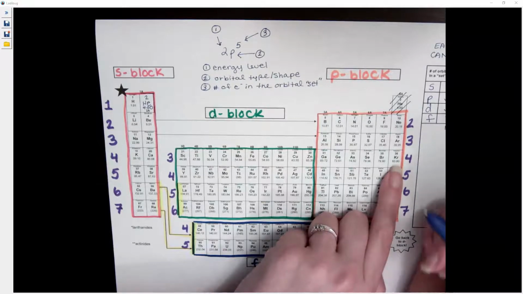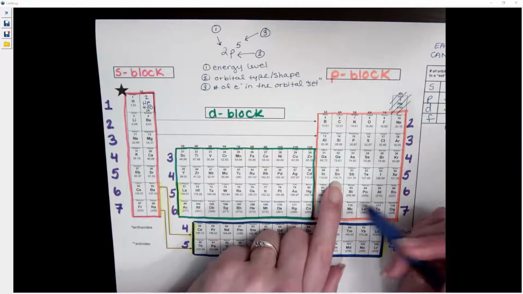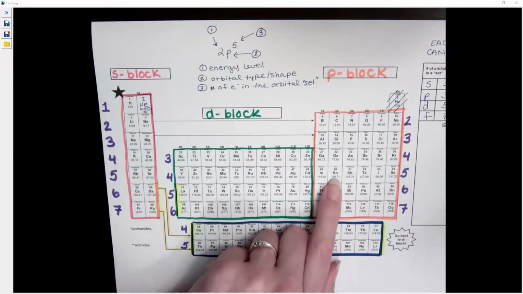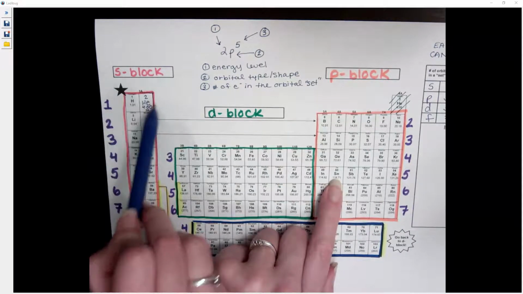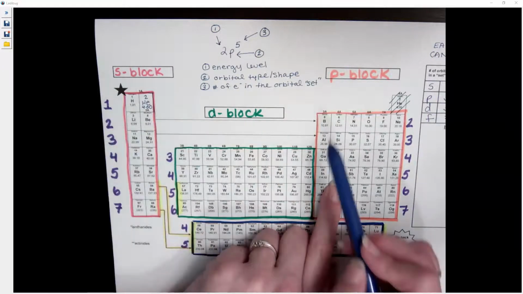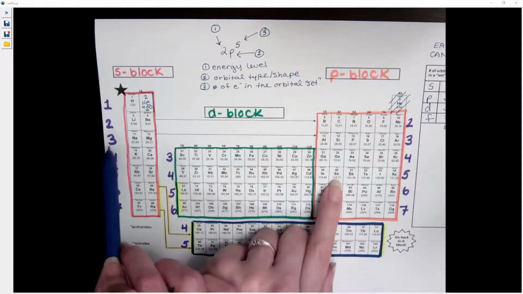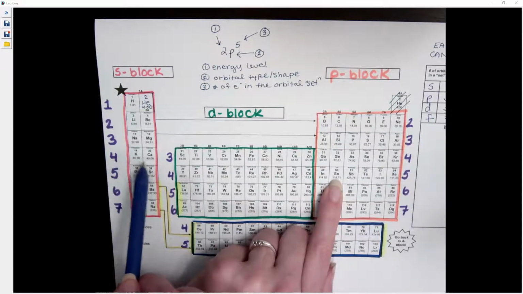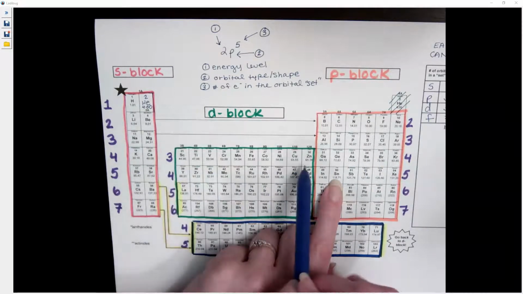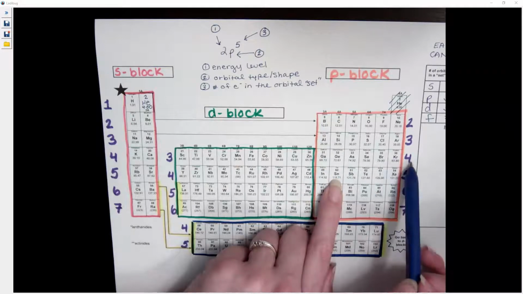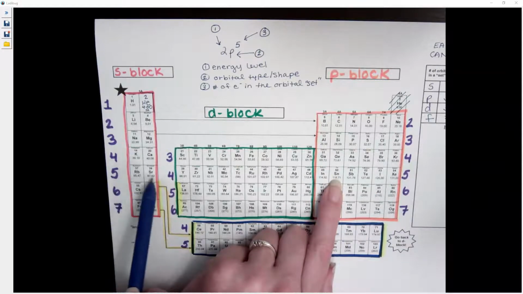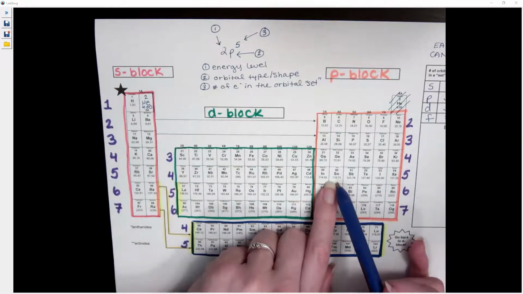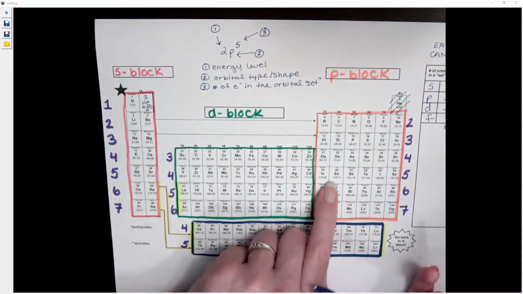Okay. We're going to do one in every row, okay? Let's do tin, number 50. 1s2, 2s2, 2p6, 3s2, 3p6, 4s2, 3d10, 4p6, 5s2, 4d10, 5p2. All right.